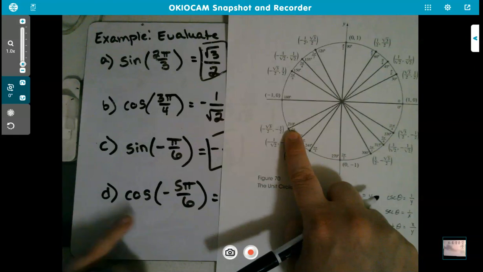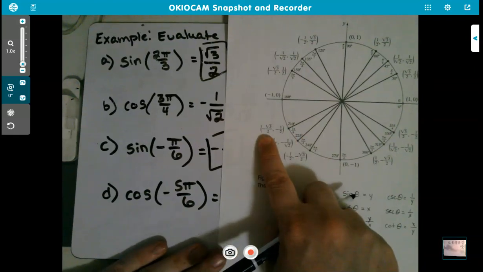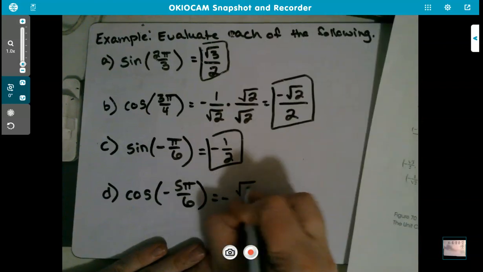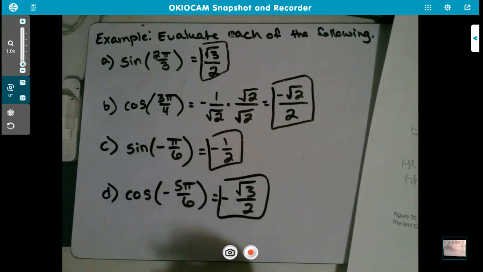I'm asking for cosine, and so that is the value for x. So it's negative square root of 3 over 2. So negative square root of 3 over 2. So that's how I deal with the minus signs inside of there.